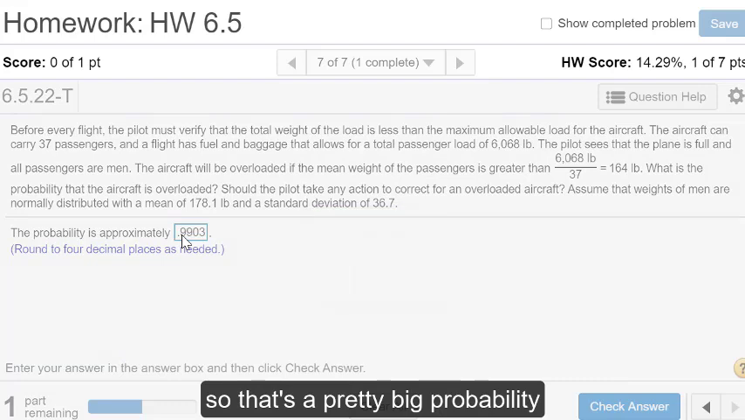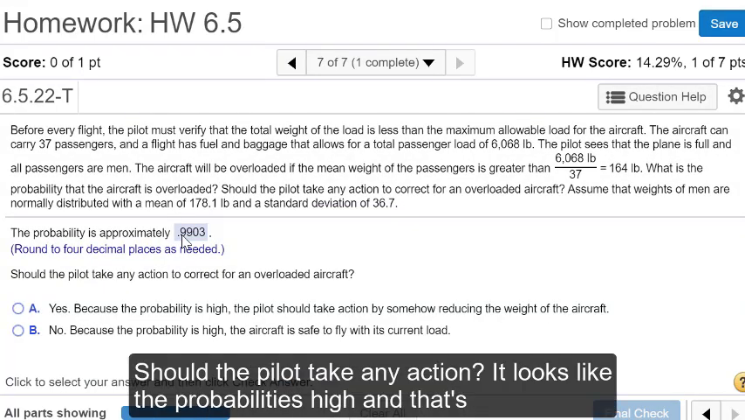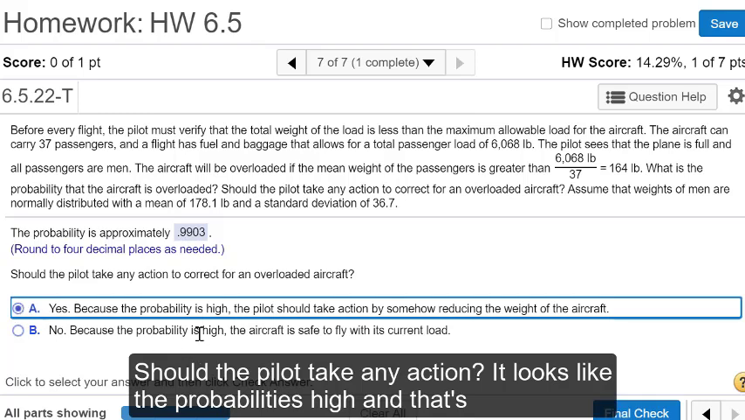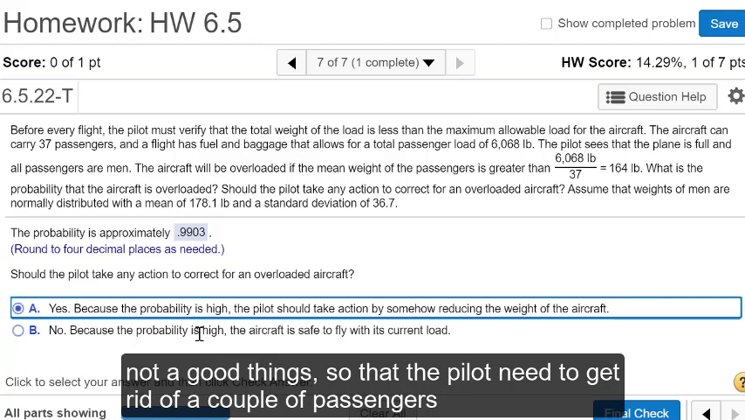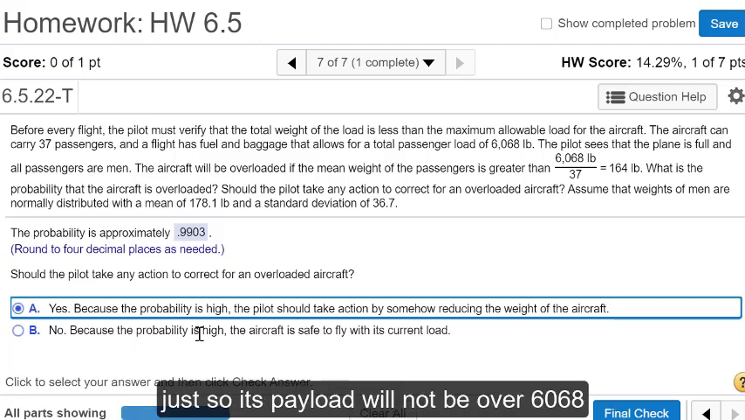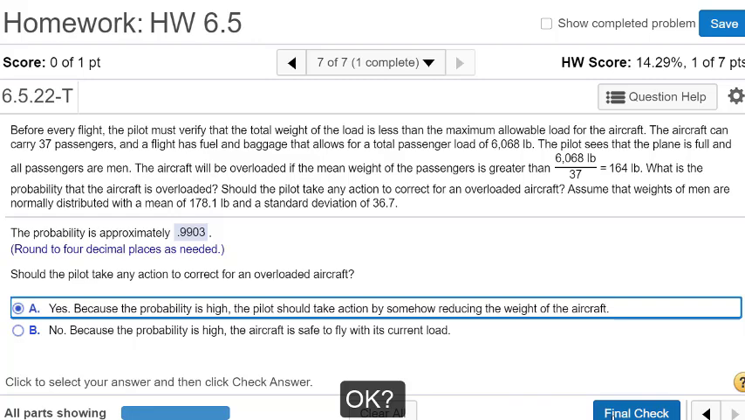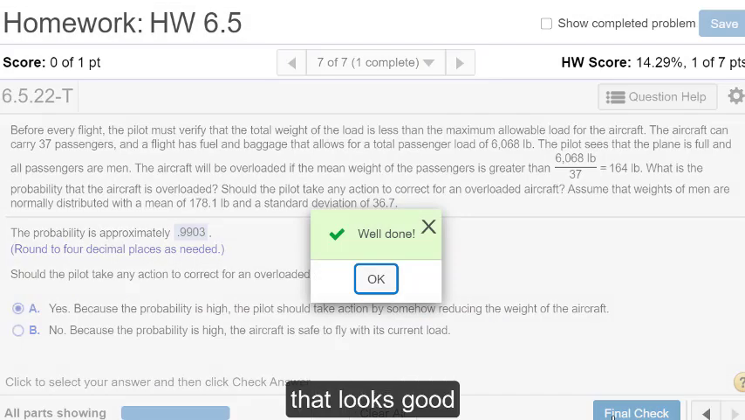So that's a pretty big probability. Should the pilot take any action? It looks like the probability is high, and that's not a good thing. So the pilot needs to get rid of a couple of passengers just so his payload will not be over 6,068. Okay, that looks good.